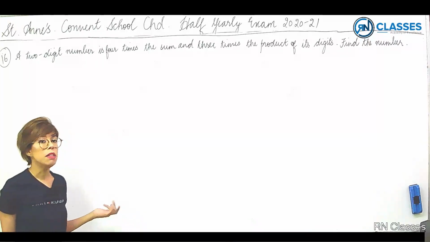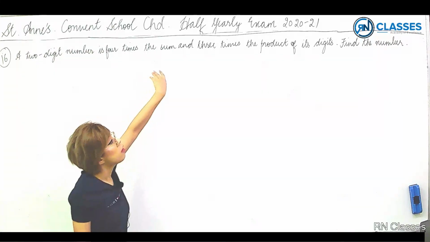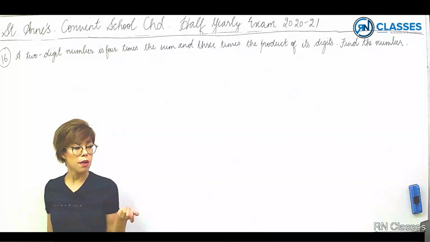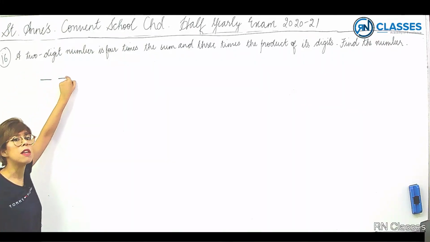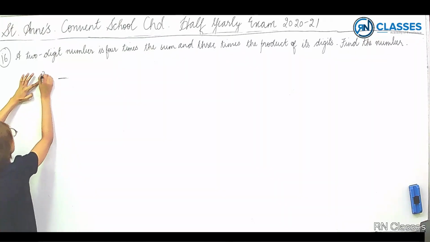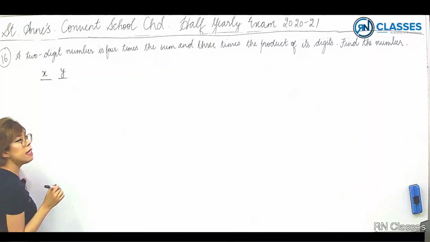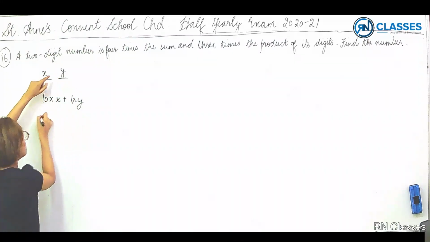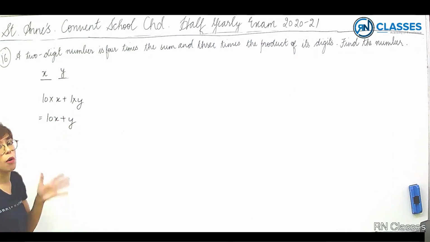Right. So the next one, he says a 2-digit number is 4 times the sum and 3 times the product of its digits. Find the number. A 2-digit number. I don't know what is coming in its tens place and I don't know what is coming in its units place. So let's suppose tens place say x is there and at unit place it is y. So my number will be 10 into x plus 1 into y, or I can say 10x plus y. This is my number in the expanded form, of course.